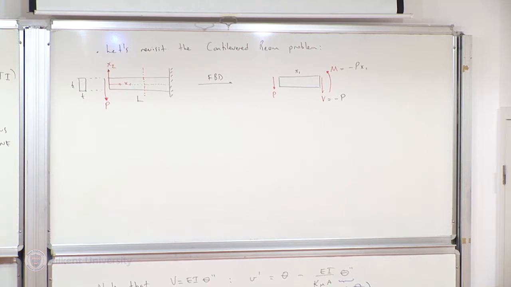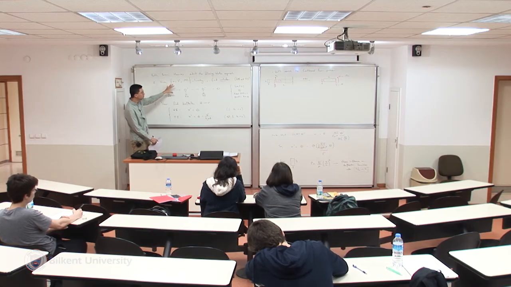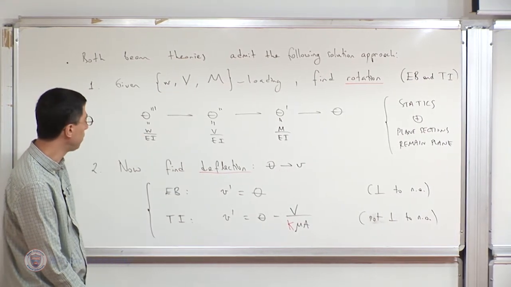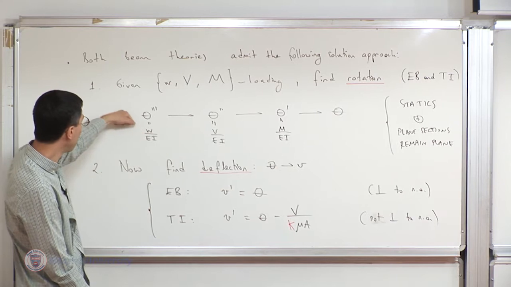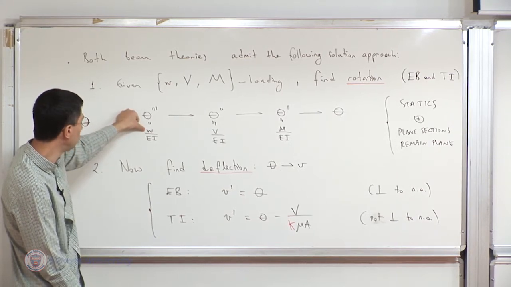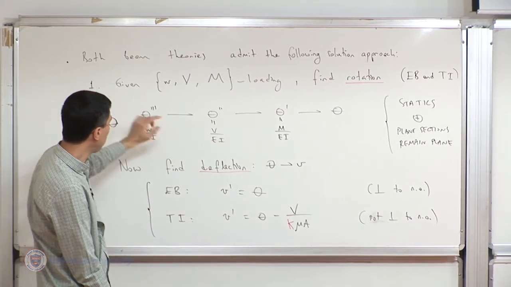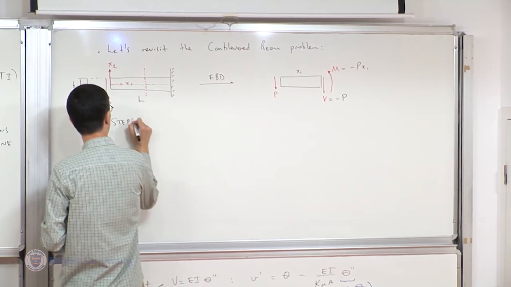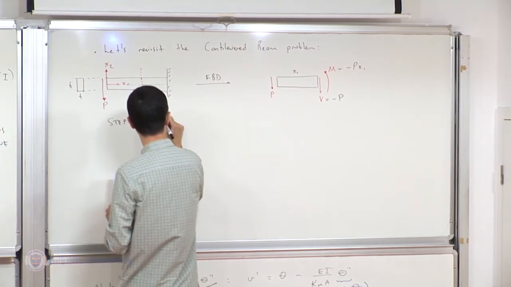Okay. And I'm going to follow this solution diagram. So the first step is to start with the rotation. I know what the loading is. Once I find the rotation, it's common to both beam theories. I will go to deflection, and that's where the two beam theories differ. Okay, so now when I look at my problem, I see that there is no distributed load. And so I could immediately start from the second step, but I'm going to start from the first step anyway, for the sake of following the solution procedure.